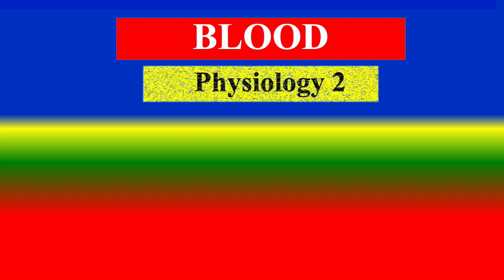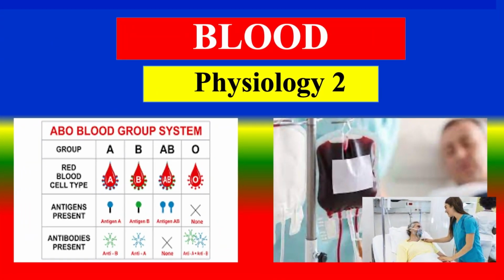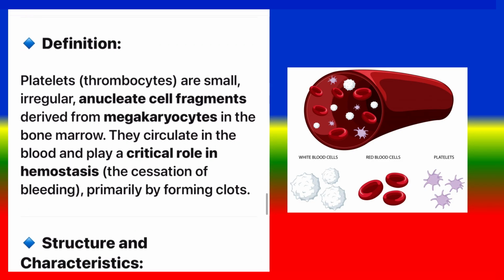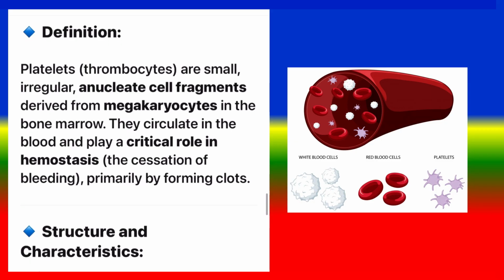Here's a detailed explanation of platelets, their functions, production, and the blood clotting mechanism, including clotting time, bleeding time, and partial thromboplastin time, PTT. Definition: platelets, thrombocytes, are small, irregular, enucleate cell fragments derived from megakaryocytes in the bone marrow.